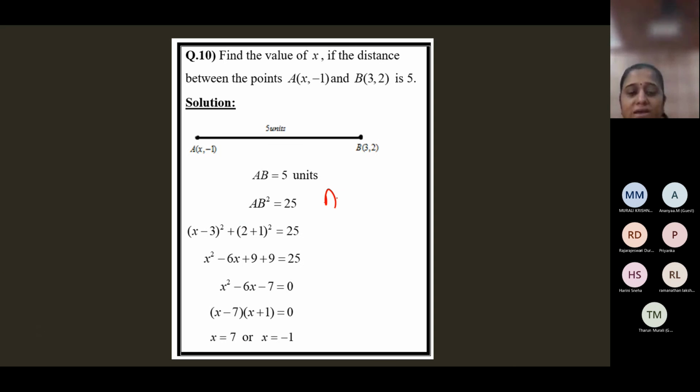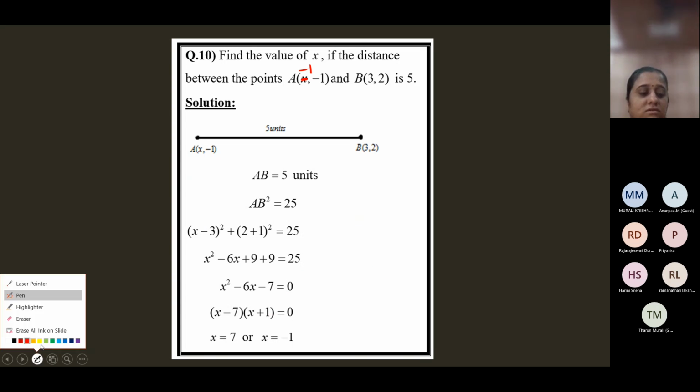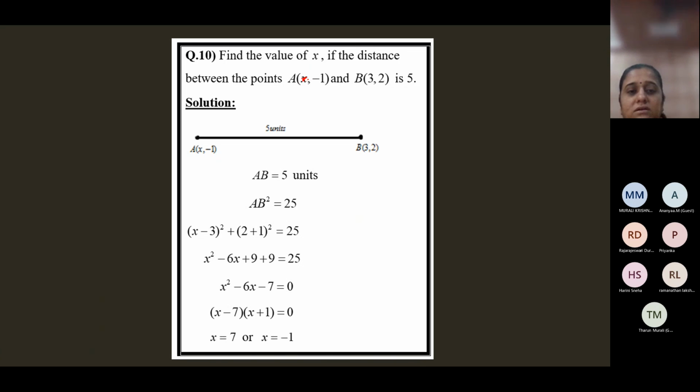That means the point A can be (7, minus 1), since x can be 7, or A can be (minus 1, minus 1), because x can be 7 or minus 1.